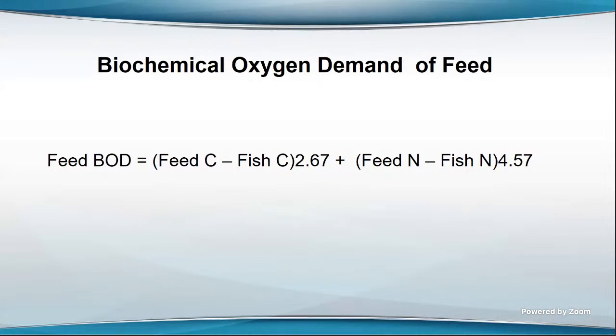If you took the amount of carbon in the feed and subtract off the amount of carbon you harvest in the fish and multiply that times 2.67, and you take the nitrogen in the feed and you subtract off the nitrogen in the fish and multiply that times 4.57, that's the BOD of the feed, if all that waste from the feed gets oxidized.